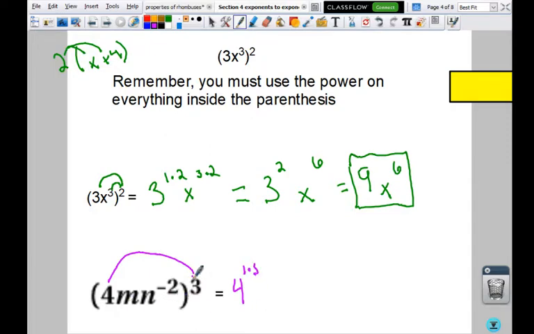And then I'm going to have to backwards distribute again with the m. And what about m? What exponent does that have? 1 again. I have m to the 1 times 3. And backwards distribute a third time. N already has an exponent, so that's a little easier. N to the negative 2 times 3.